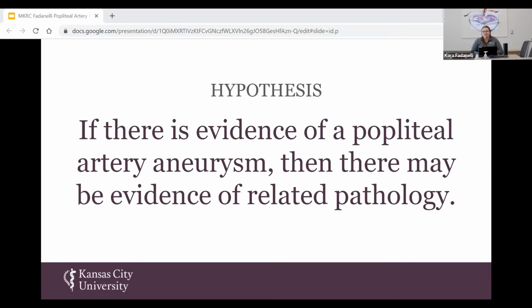So my hypothesis throughout this case study was if there is evidence of a popliteal artery aneurysm, then there may be evidence of related pathology, and we're going to explore that.